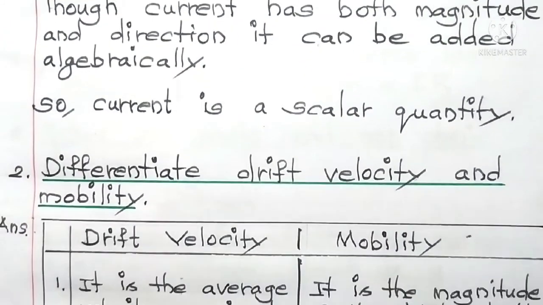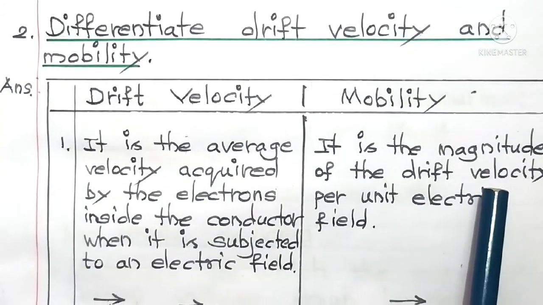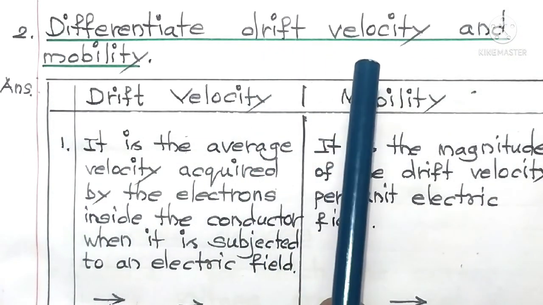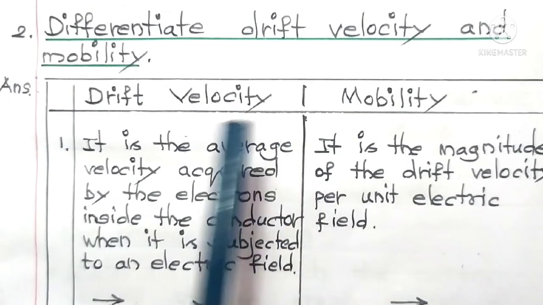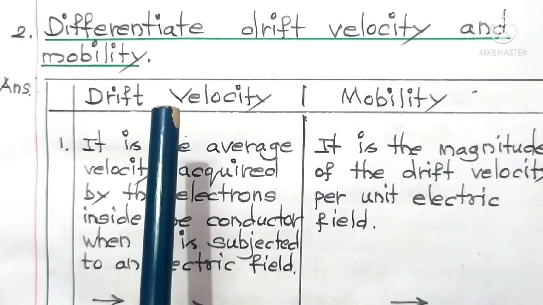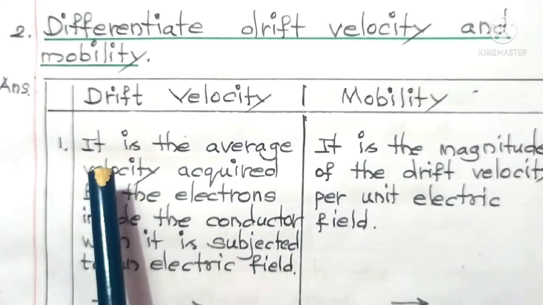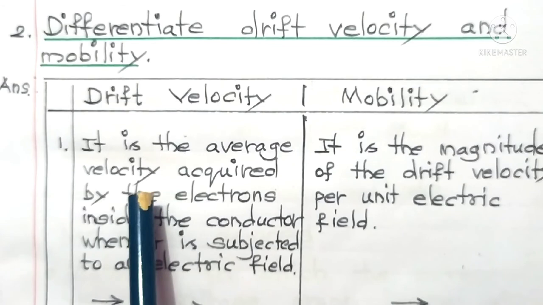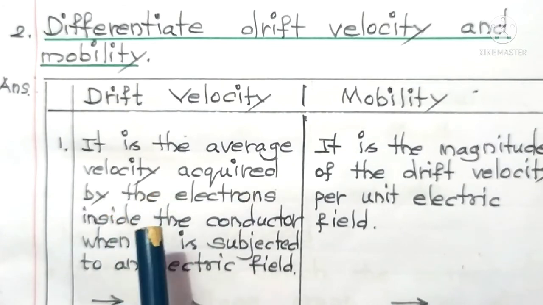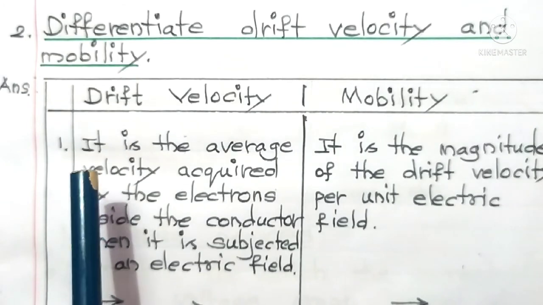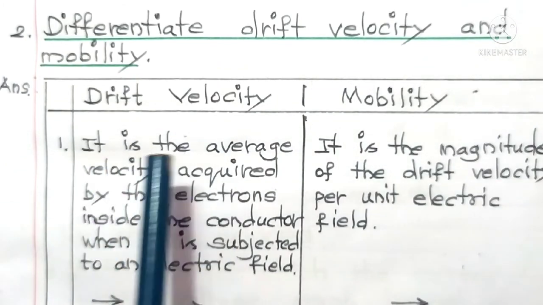Question number 2. Differentiate drift velocity and mobility. Answer. Drift velocity. First point is, it is the average velocity acquired by the electrons inside the conductor when it is subjected to an electric field. This first point is nothing but the definition of drift velocity.